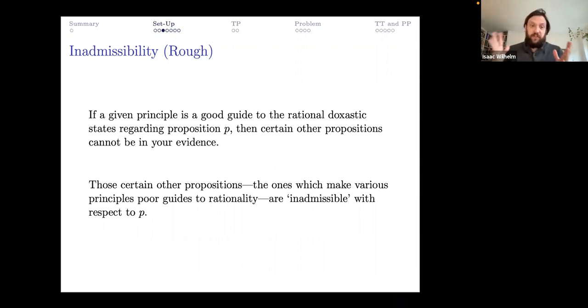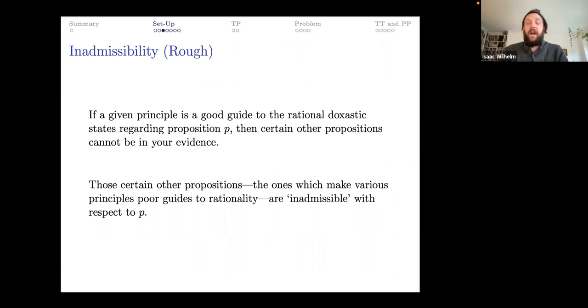So here's the general notion of inadmissibility. We've got a bunch of principles of rationality, and these principles purport to be good guides to the rational doxastic states regarding various propositions. But sometimes these principles are not good guides. There are some agents who have certain propositions in their evidence, such that because those agents have those propositions in their evidence, the principle in question is no longer a good guide to what the rational doxastic states are.